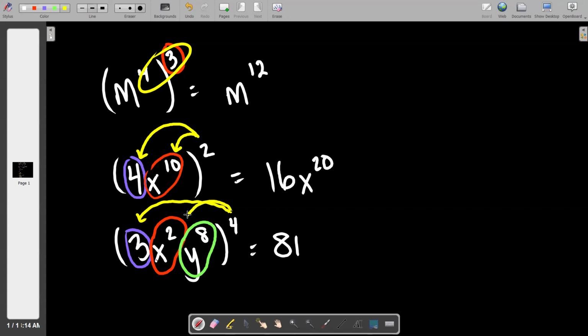Now let's go to the second distribution. What is the red guy? X to the second to the fourth. X to the eighth. Very good. And then the last is the green guy. What is y to the eighth to the fourth? Y to the 32nd. Very good. So far, so good. Okay.